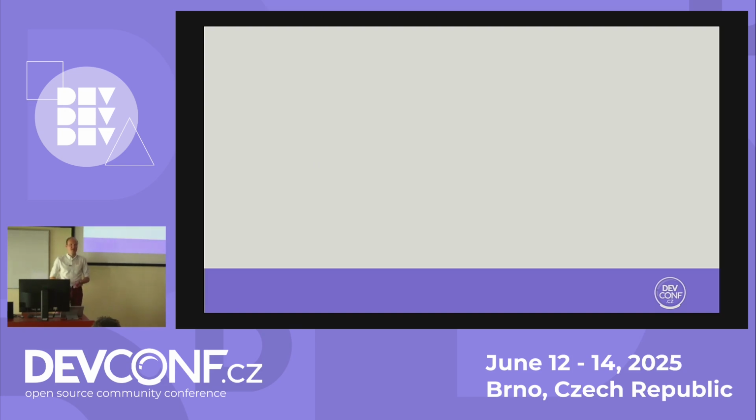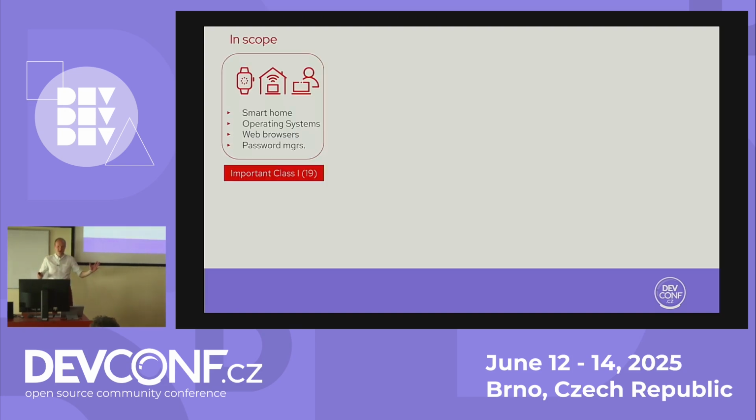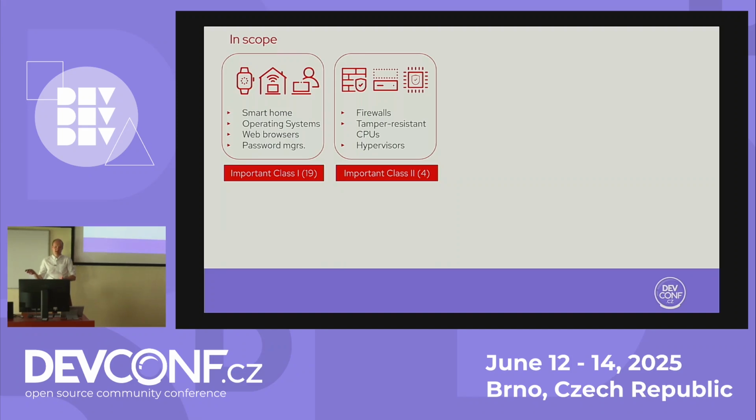Now, what is it all about? If you could imagine your smart home and even operating systems and web browsers and password managers, they're all in scope of this regulation. And this is the so-called important class 1 that comprises 19 types of different important products. Now, if you could imagine even more, like firewalls, tamper-resistant CPUs, hypervisors, they're all important class 2, and they're really important for us. Imagine if something goes wrong with them.